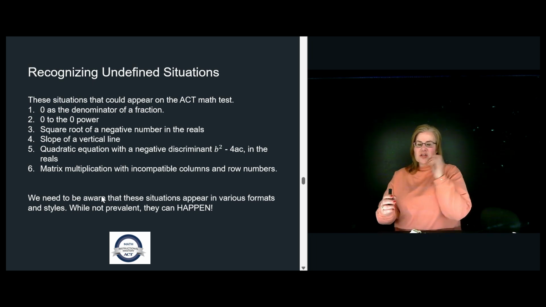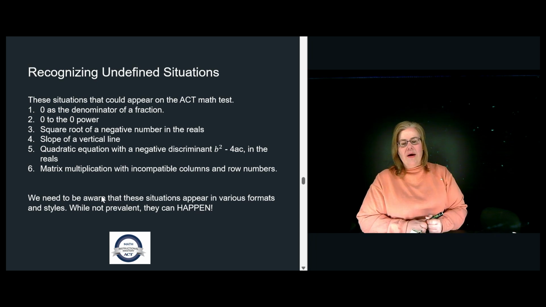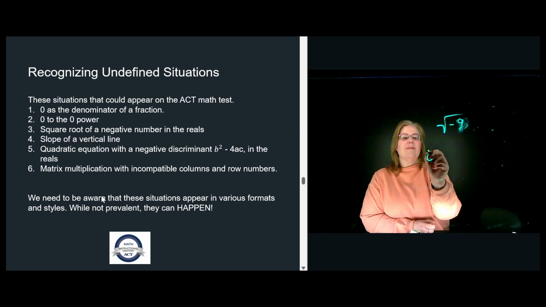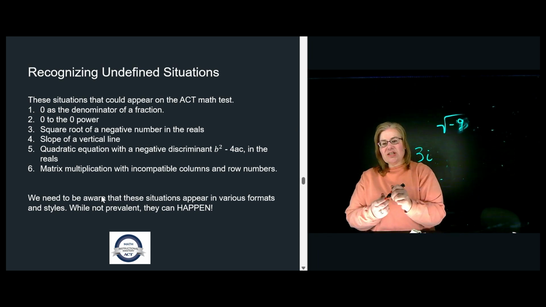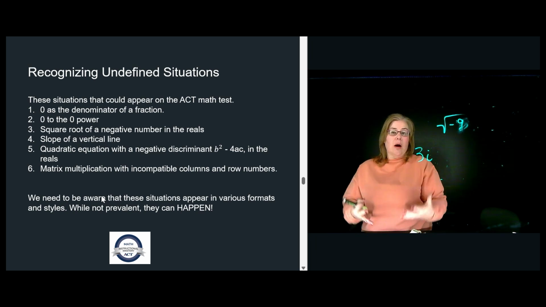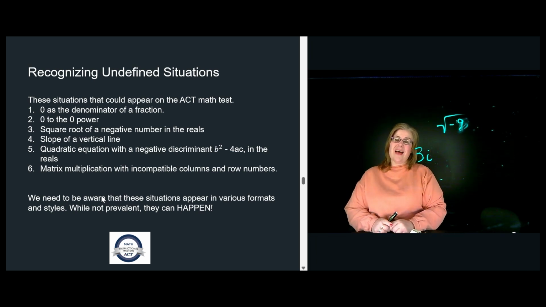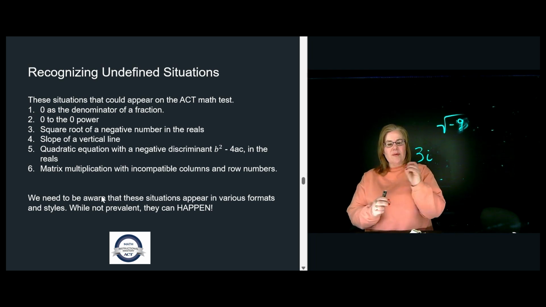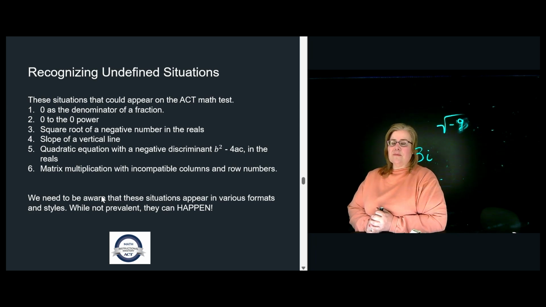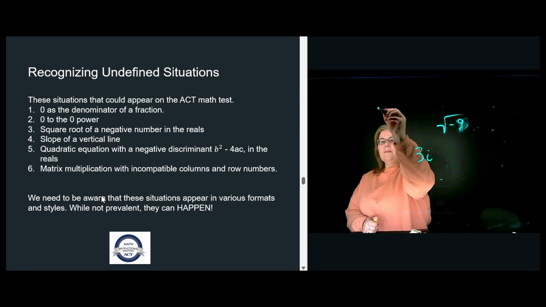All right, then you have the square root of a negative number. Okay, you've got to remember when you're taking the square root of a negative number, the square root of a negative is going to be i. So that's an imaginary number. So if it says that your answer has to be a real number and then it gives you the square root of negative 9, you're not going to get a real number. There's no possible way. So you've got to remember about those square roots of negatives. All right, slope of a vertical. Vertical.